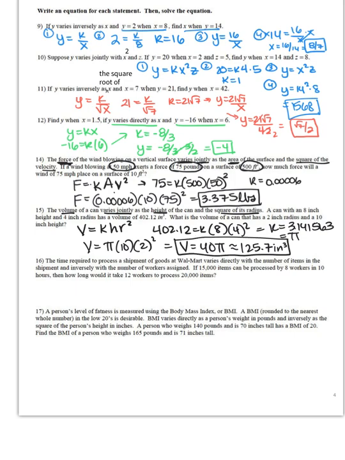Time required to process a shipment, so time equals K, varies directly with the number of items and inversely with the number, oh, both of those are numbers. So I'm actually going to change that to be with the number of items and inversely with the number of workers, just so I don't get confused. If 15,000 items can be processed by 8 workers in 10 hours. Okay, so let's solve for K. Oh, okay, I do get a fraction here.